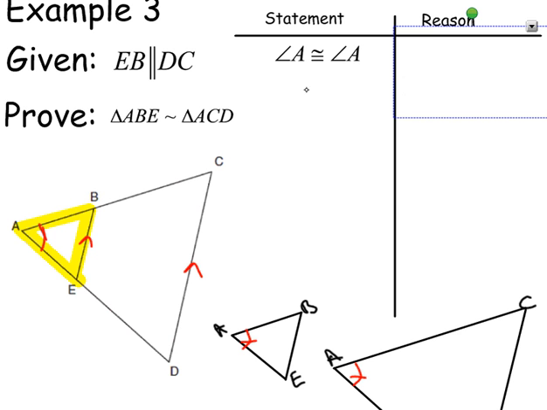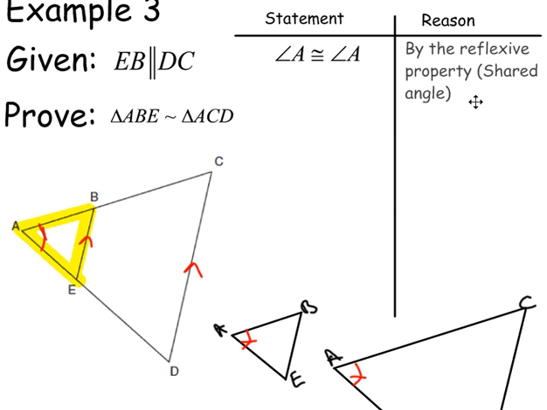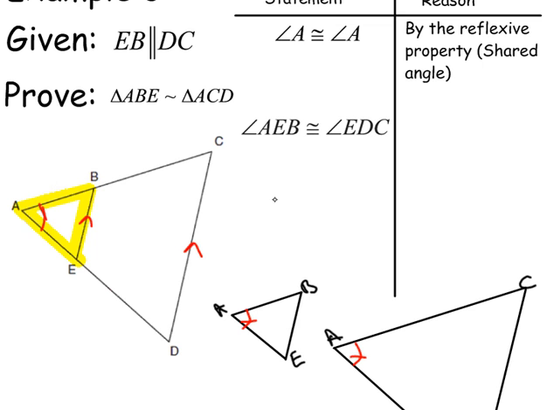And there's a name we have for that. It's called the reflexive property. And you use that for when you have a shared angle or a shared side. In this case, it's a shared angle. So we got one of the angles out of the way. Now we got to prove that another angle is congruent to another angle. And I'm going to go ahead and say angle AEB is congruent to angle EDC.